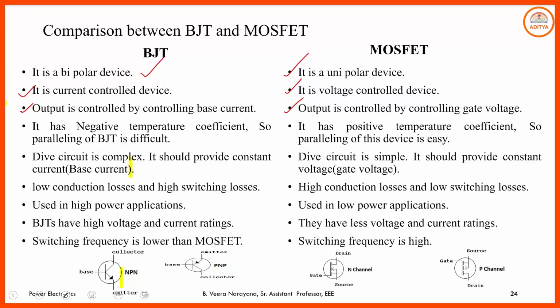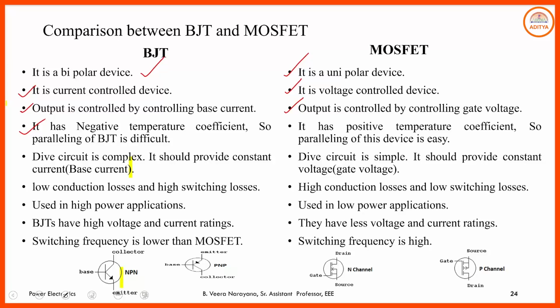BJT has a negative temperature coefficient, so the parallel operation of BJTs is difficult. Negative temperature coefficient means if you increase the current flowing through the BJT, correspondingly the resistance offered by the BJT decreases. If the resistance decreases, the current flowing through the BJT increases. Whenever the current exceeds its rated value, the BJT may be damaged. Hence, due to this negative temperature coefficient, the parallel operation of BJTs is difficult. So current limiting resistors are required in case of parallel operation of the BJT.